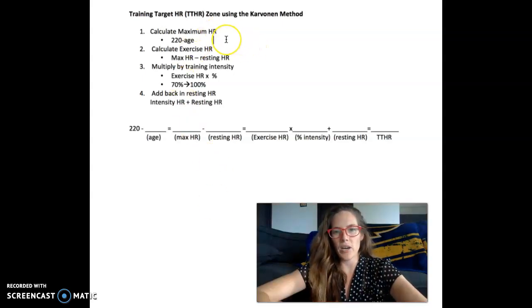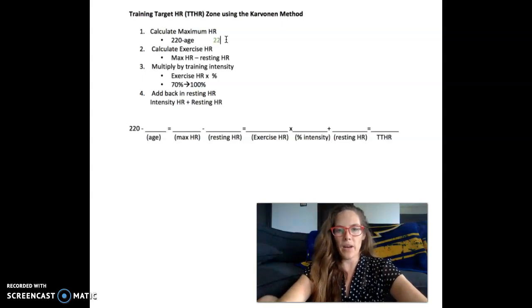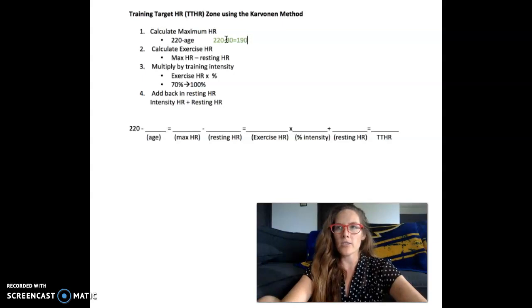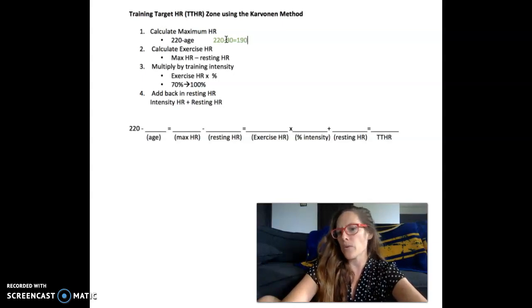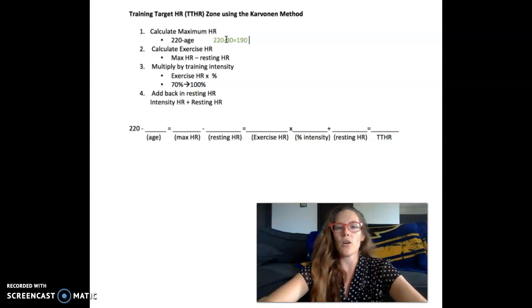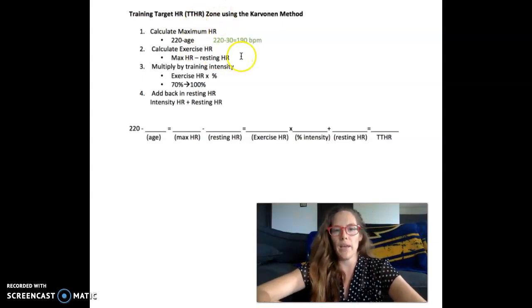Okay, so here we go. We'll start with this formula. You should always be able to find the formula. So 220 minus my age, which is 30, means my maximum heart rate should be 190. 190 what? 190 apples? 190 millimeters of mercury? No, heart rate is always measured in beats per minute. So always keep that in mind. So 190 beats per minute.